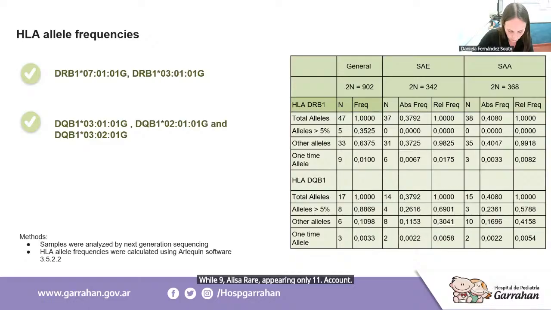For HLA-DQB1, 17 alleles were detected. Interestingly, just 8 alleles account for almost 89% of the total frequency, with 3, as you can see here, standing at about 10%, and only 3 alleles appear just once. So again, we see a pattern similar to class 1. A few alleles dominate, while many are rare, contributing to overall diversity.